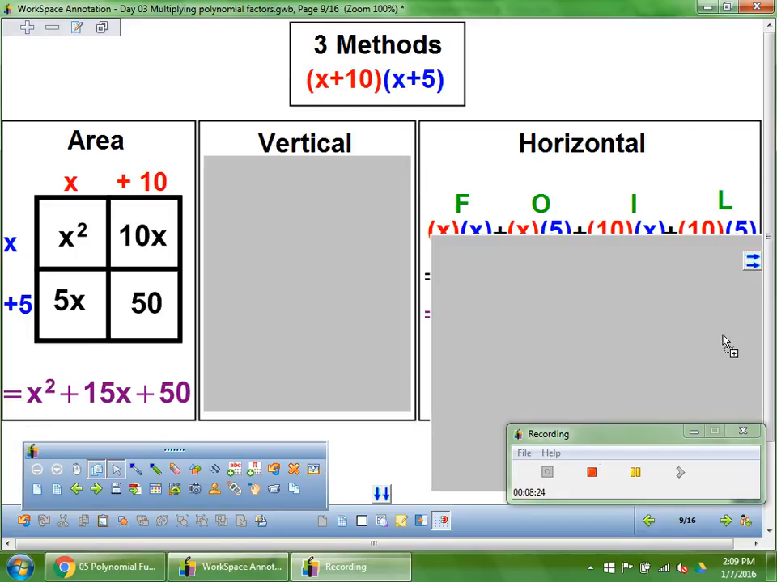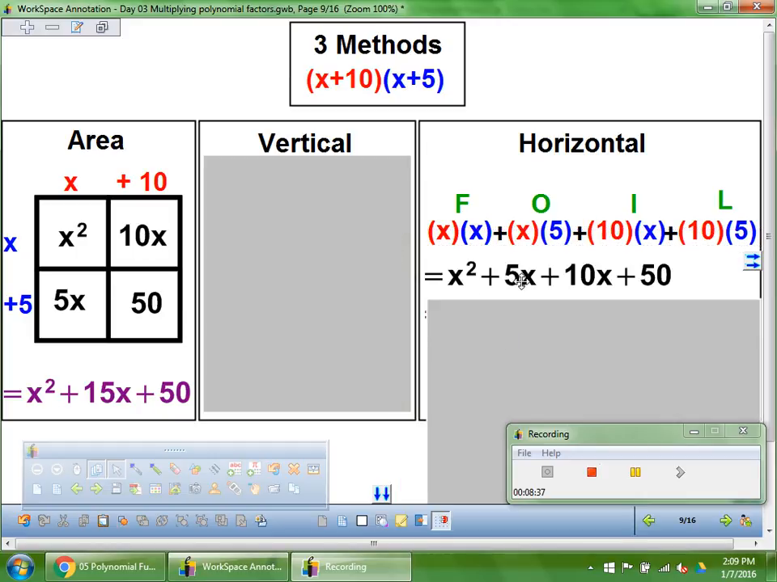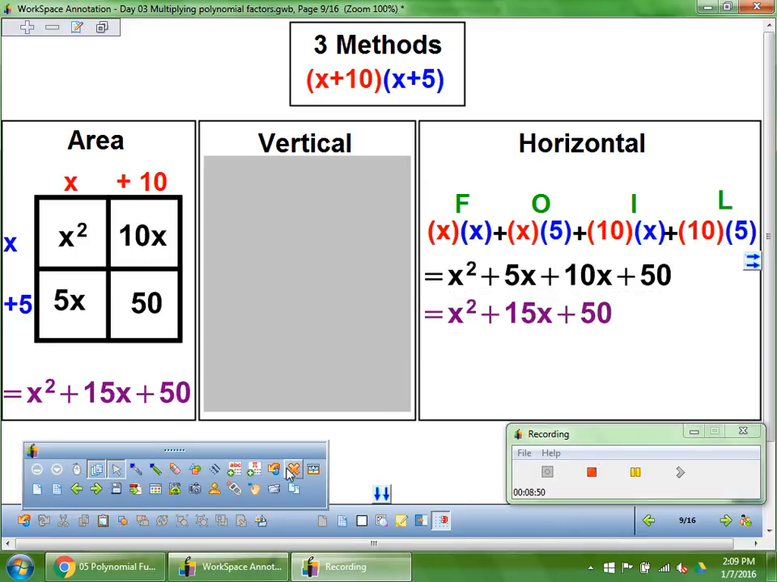Okay. The next most familiar one's probably horizontal. That's FOILing, right? First terms, x times x. Outer terms, 5 and x. Inner terms, 10 and x. Last terms, 10 and 5. When you multiply them, you get x squared, 5x, 10x, and 50. Those are exactly the 4 that are in the box, right? The box just organizes FOILing. That's all it is. Combining your like terms, you get the exact same answer.